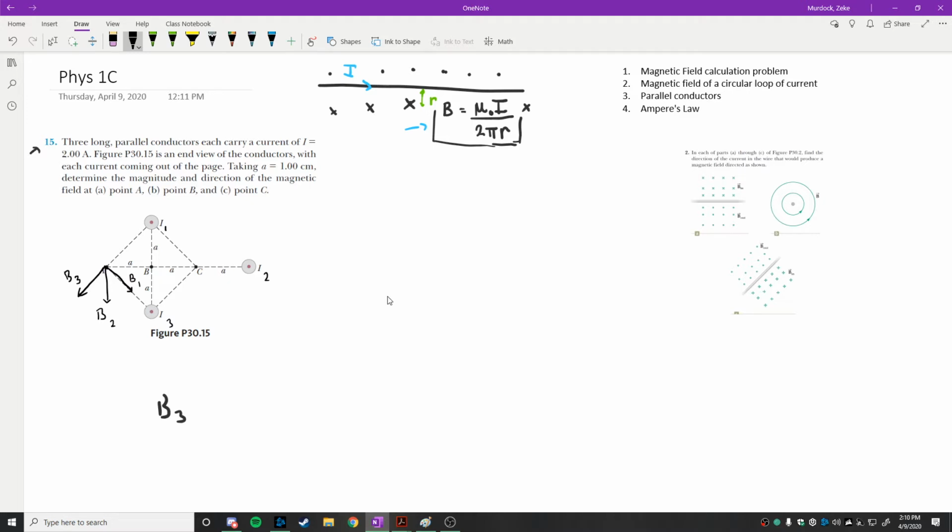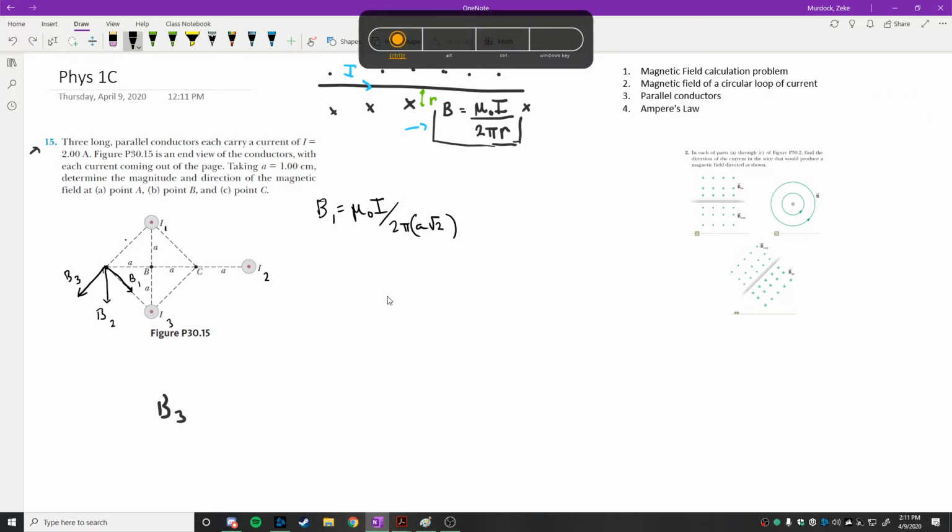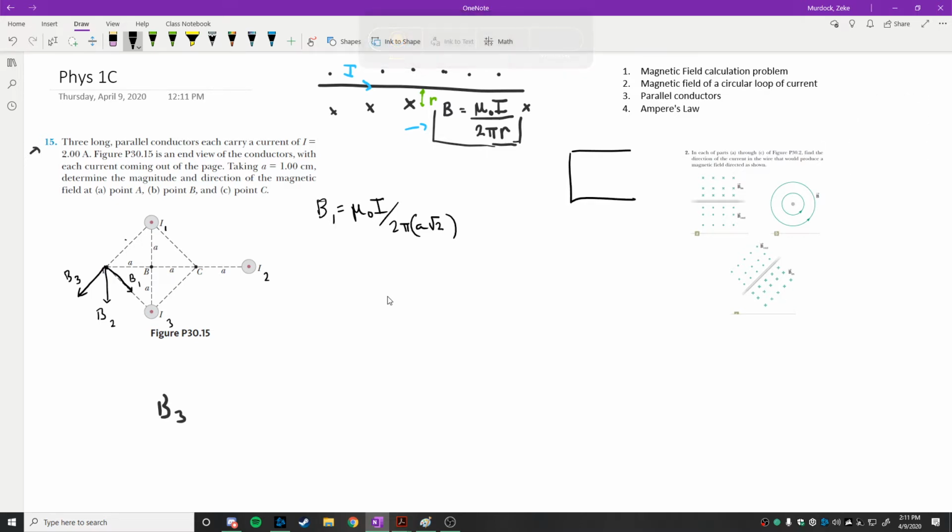And what are they equal to? Well, B1 is equal to mu naught times I divided by 2 pi a, because that's the distance. No, not a. Sorry, it's going to be a times the square root of 2, isn't it? Because if you have a square, with a side A and a side A, and I want to know what that distance is, the length of this side is always going to be a square root 2. You use the Pythagorean theorem to figure that out.